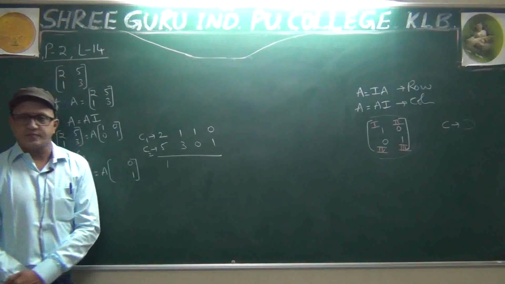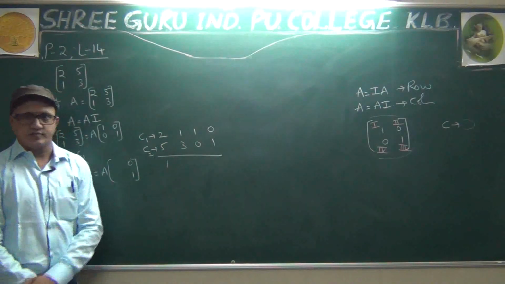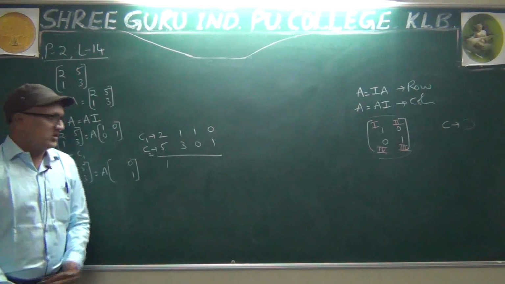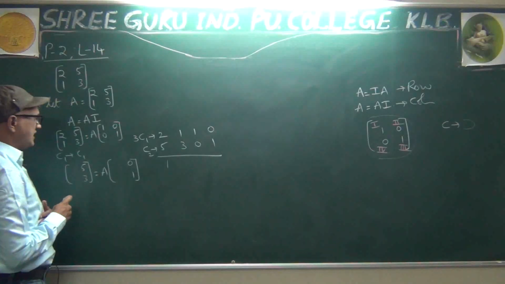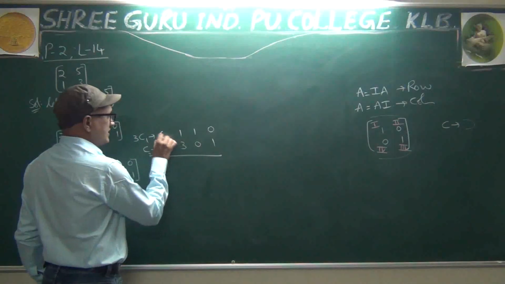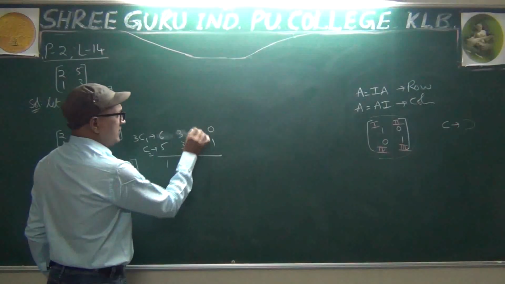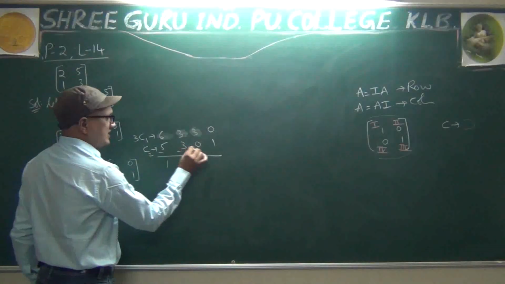Any guess? If it is 6, then 6 minus 5. Right? So multiply with 3. Multiply the first column with 3. Okay? So 3 2s are 6, 3 1s are 3, 3 1s are 3, 3 into 0, 0. Subtraction, so signs get changed.